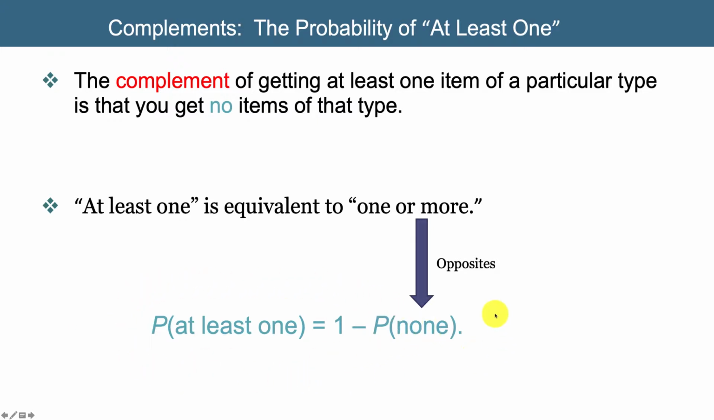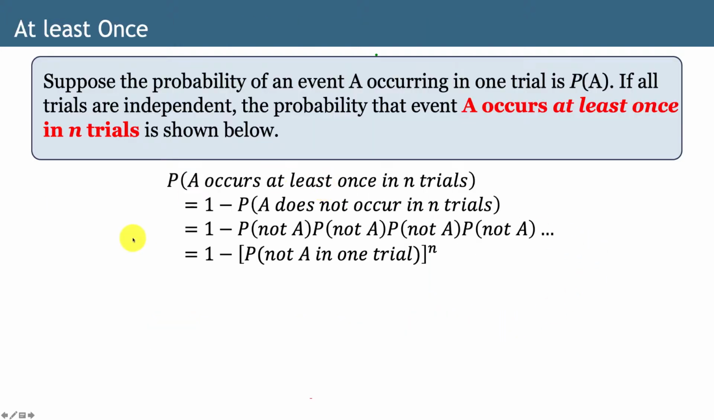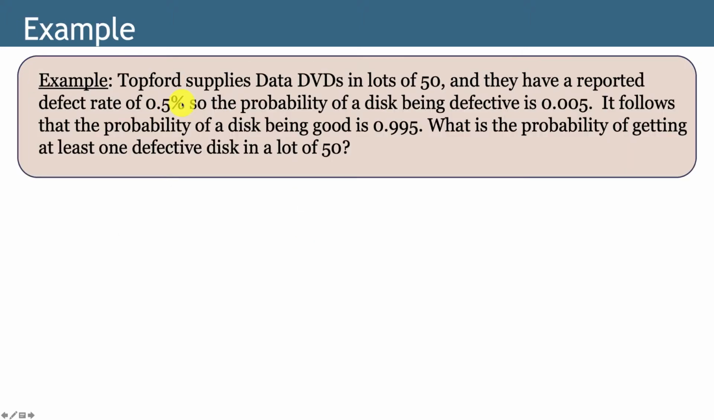Which means we can use that opposites rule with probabilities. The probability of at least once is equal to 1 minus its opposite, which is none. So we can use this with independent probabilities.